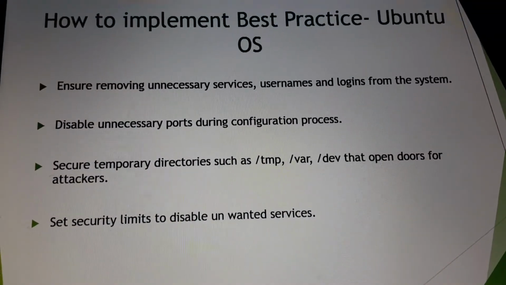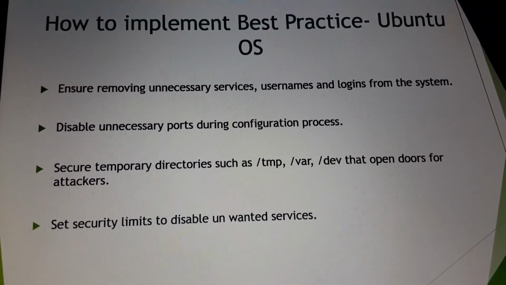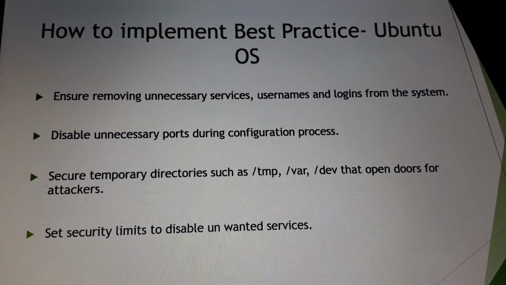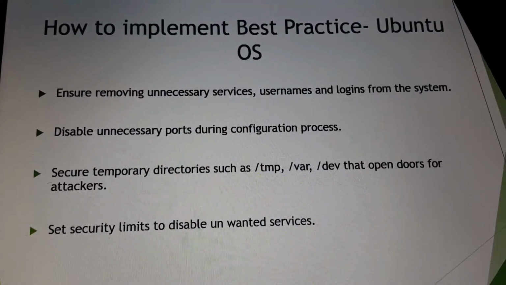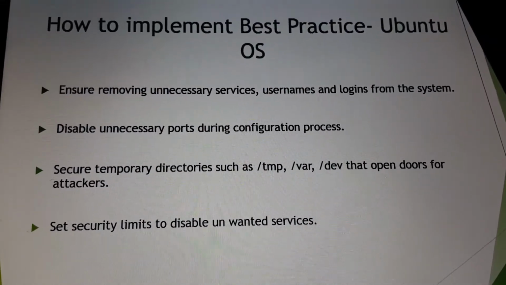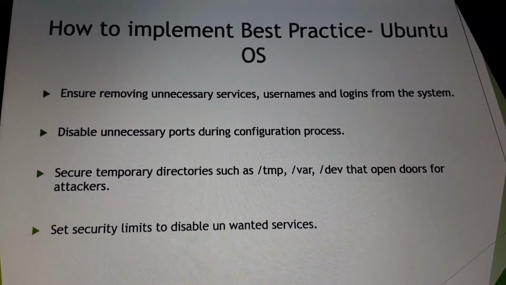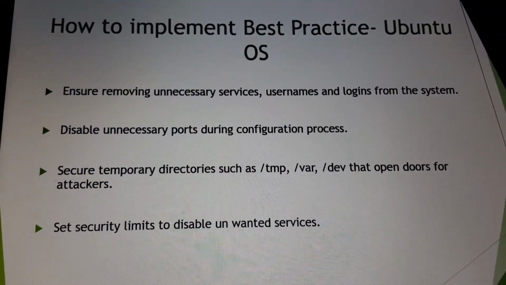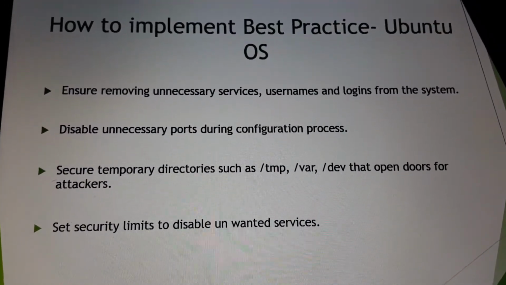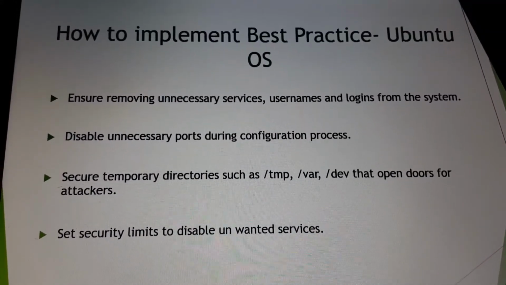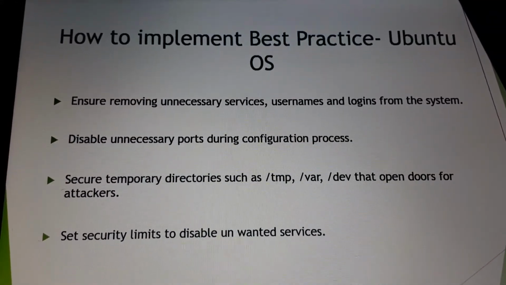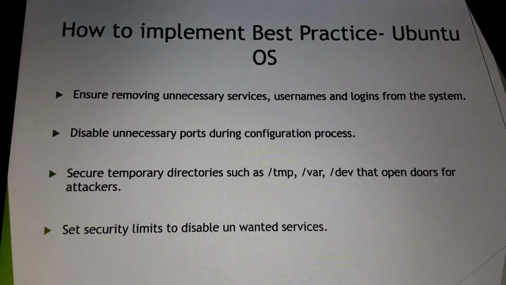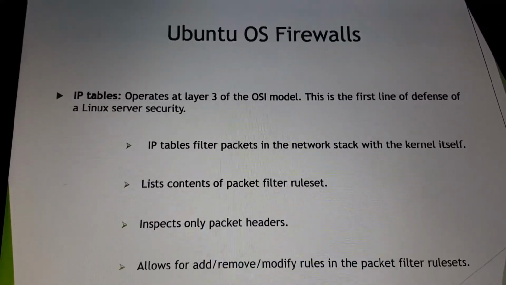Some of the ways to implement best practice in Ubuntu OS are to ensure removing unnecessary services, usernames and logins from the system, disabling all unnecessary ports during the configuration process, securing temporary directories such as /tmp, /var, /dev that usually open doors to attackers, and also setting security limits to disable unwanted services.